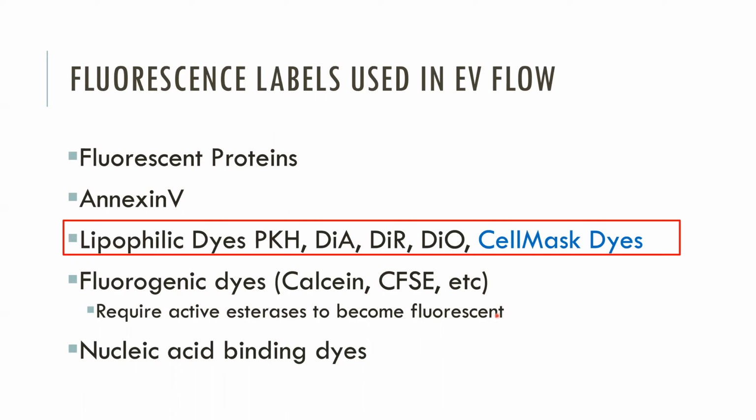We mostly here are going to focus on lipophilic dyes. We know that EVs are membrane bound, and so I would say that that is the universally easiest way to consider that you are looking at an EV, given all the controls that I'm going to explain to you later. Other labs have also reported using fluorogenic dyes such as calcein and CFSE. Now these will diffuse through a plasma membrane. However, they require an active esterase enzyme in order to become fluorescent. And I'm not sure why you would assume that there would be active esterases in EVs.